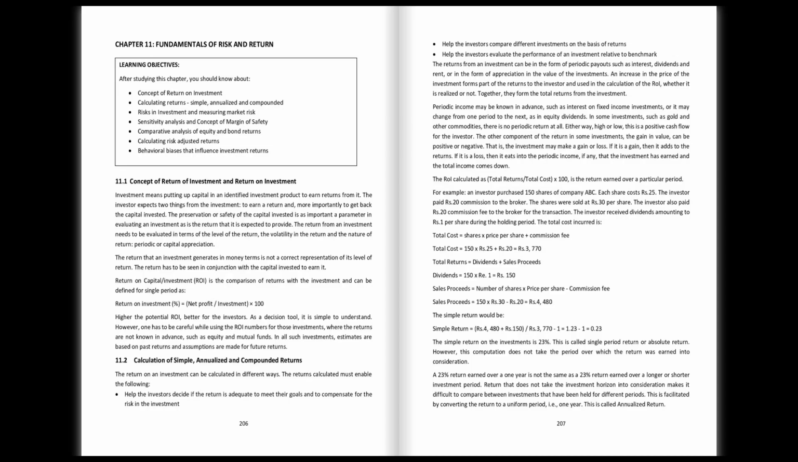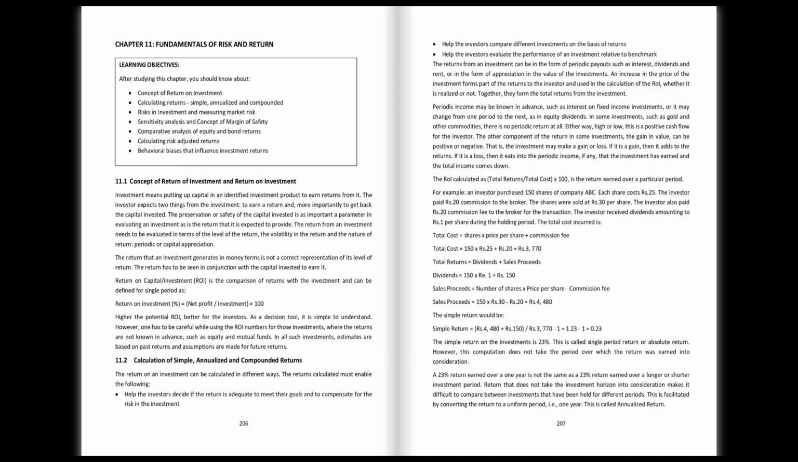The returns from an investment can be in the form of periodic payouts such as interest, dividends, and rent, or in the form of appreciation in the value of the investments. An increase in the price of the investment forms part of the returns to the investor and is used in the calculation of the ROI, whether it is realized or not. Together, they form the total returns from the investment. Periodic income may be known in advance, such as interest on fixed income investments, or it may change from one period to the next, as in equity dividends. In some investments, such as gold and other commodities, there is no periodic return at all. Either way, high or low, this is a positive cash flow for the investor.